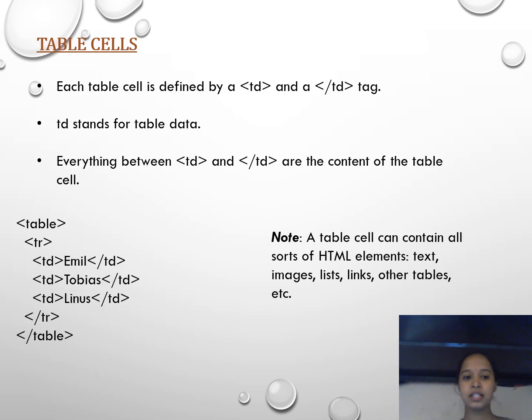And next, what are table cells? Each table cell is defined by the td tag and it ends with the /td tag. Td stands for table data. Everything between td and /td is the content of the table cell. Note, a table cell can contain all sorts of HTML elements: text, images, lists, links, other tables, etc.